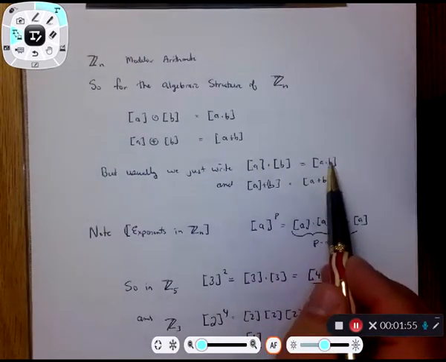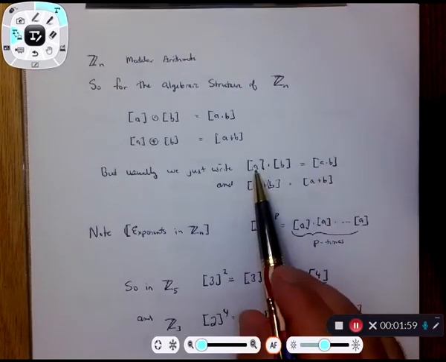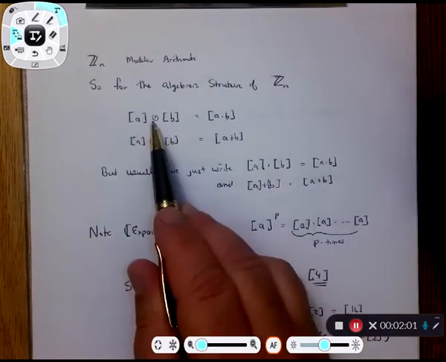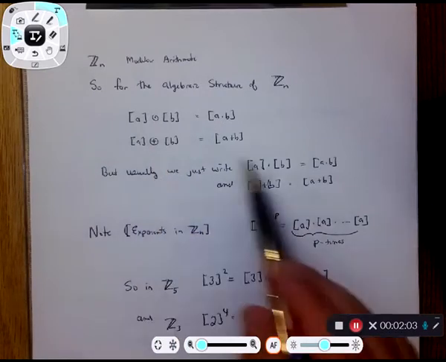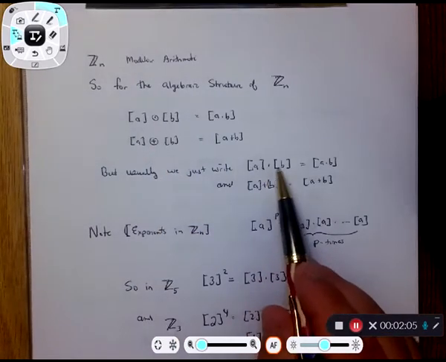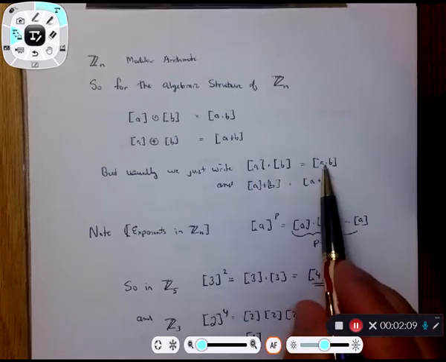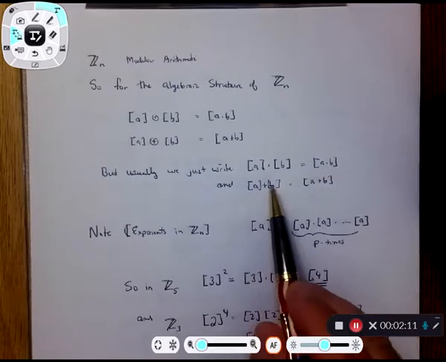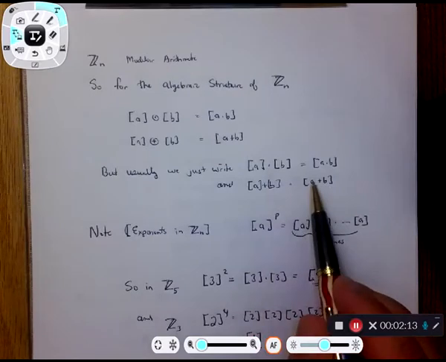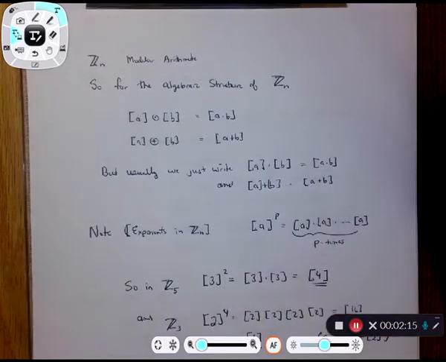That's the idea of the multiplication within the equivalence class. So basically, we're dropping the circle times and the circle plus, and just understand this is in Z mod n. So to multiply equivalence classes, you just multiply the numbers and make an equivalence class. To add equivalence classes, you just add the numbers and then make it an equivalence class.